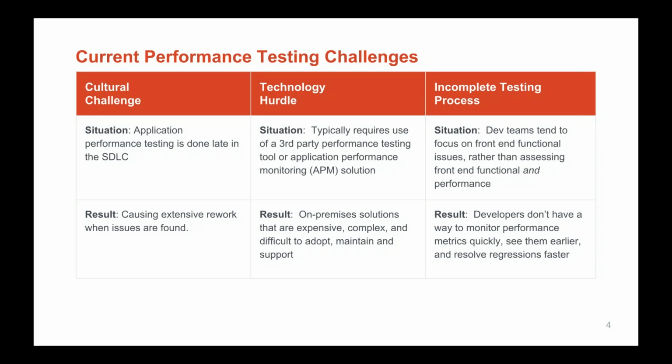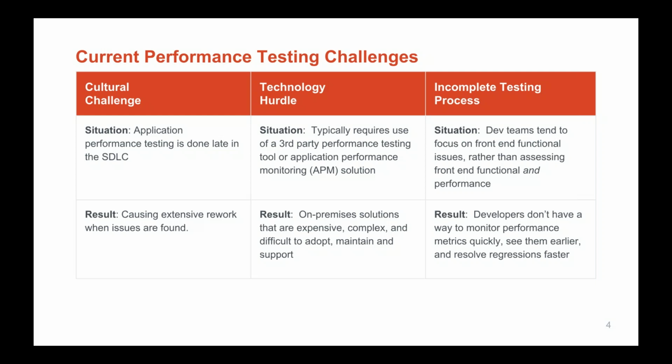So if we look at the cultural challenge, application performance is done late in the software development lifecycle. Sometimes teams will do what's known as a hardening sprint. They'll try to do performance testing at the end, but that still makes it kind of waterfallish and makes it very difficult to address those performance issues in a more efficient manner. And it causes extensive rework when issues are found.